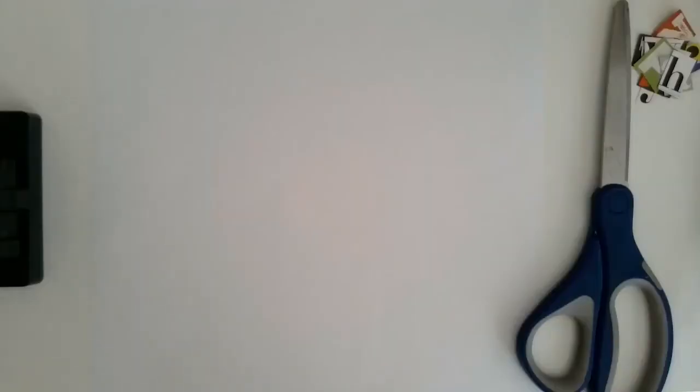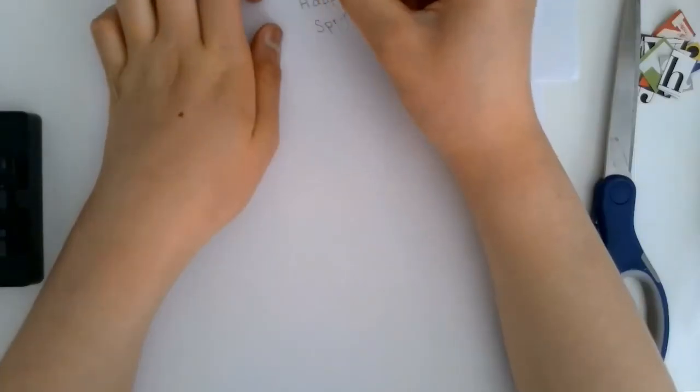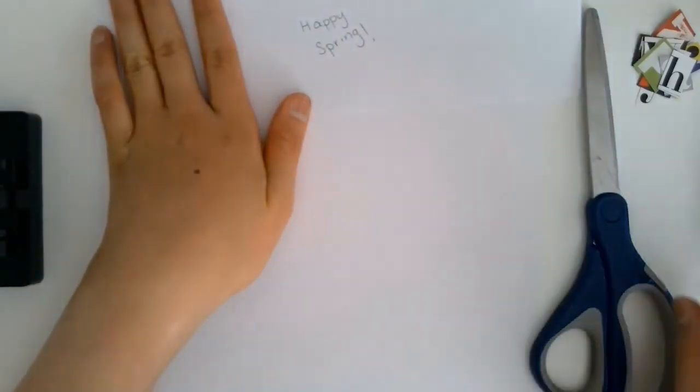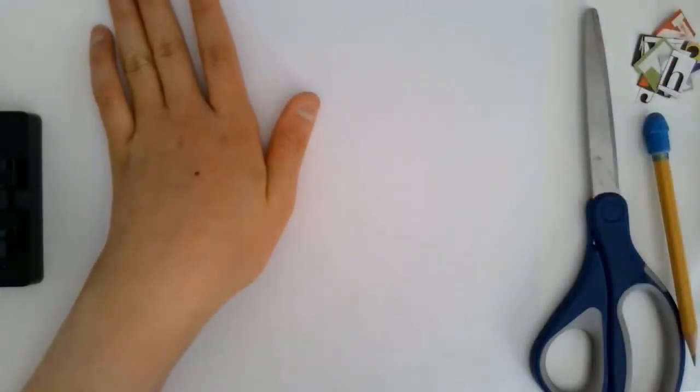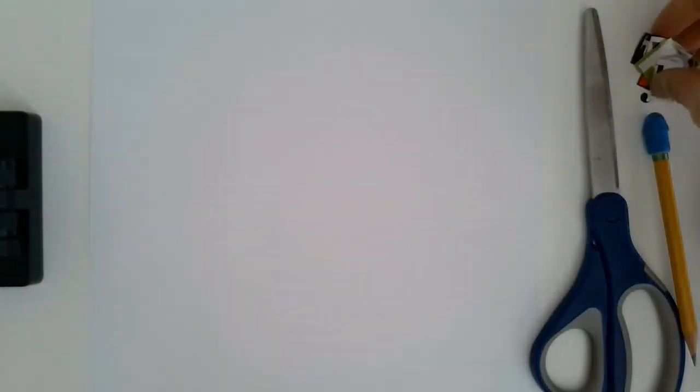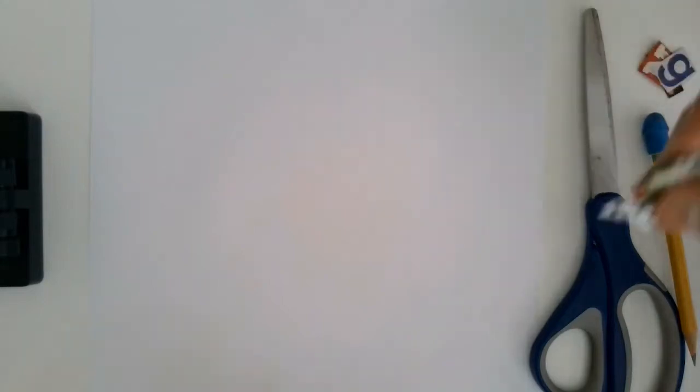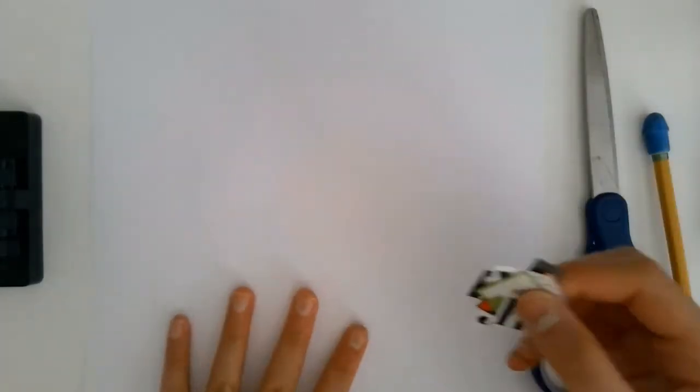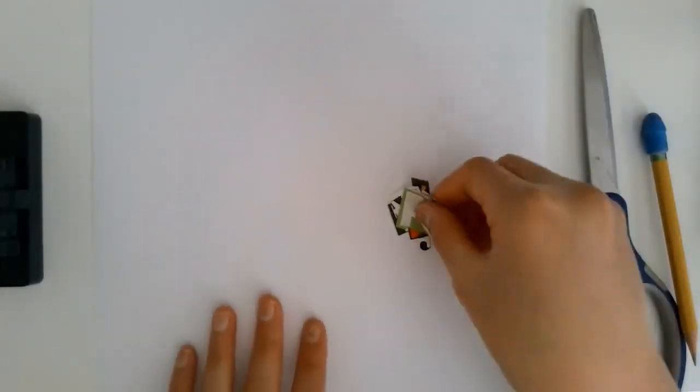To begin with, let's write what we want our message to be on a separate sheet of paper. I think that's what I want to write. So, I have to cut out the letters from an old magazine. We want to glue it to a white piece of paper.